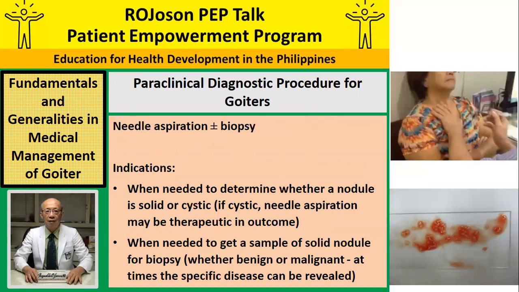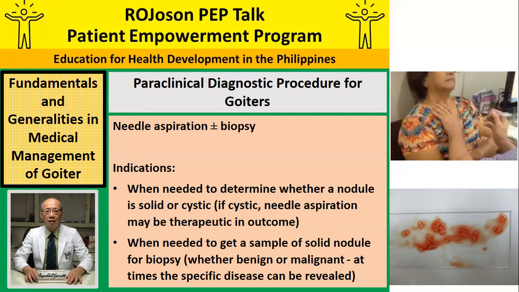Needle aspiration with or without biopsy. Indications: when needed to determine whether a nodule is solid or cystic. Cystic means it contains fluid. If cystic, once all the fluids are aspirated out, the needle aspiration may be therapeutic in outcome. Number 2 indication will be when needed to get a sample of the solid nodule for biopsy, whether benign or malignant. And at times, the specific disease can be revealed through the needle biopsy.